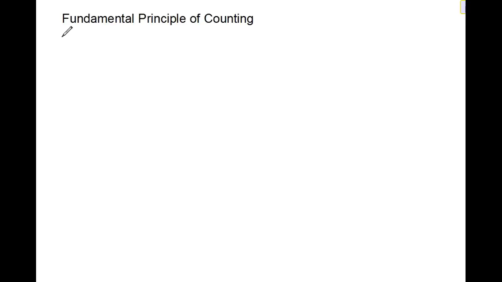In this video, we're going to talk about something called the fundamental principle of counting. What this means is if a sequence of several operations is to be performed, then the number of ways to perform the sequence can be found using fundamental counting rules. Basically, we multiply them together.